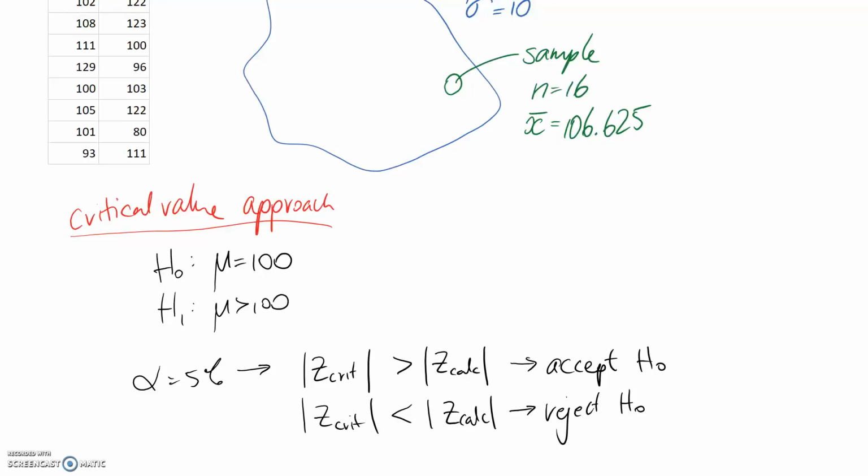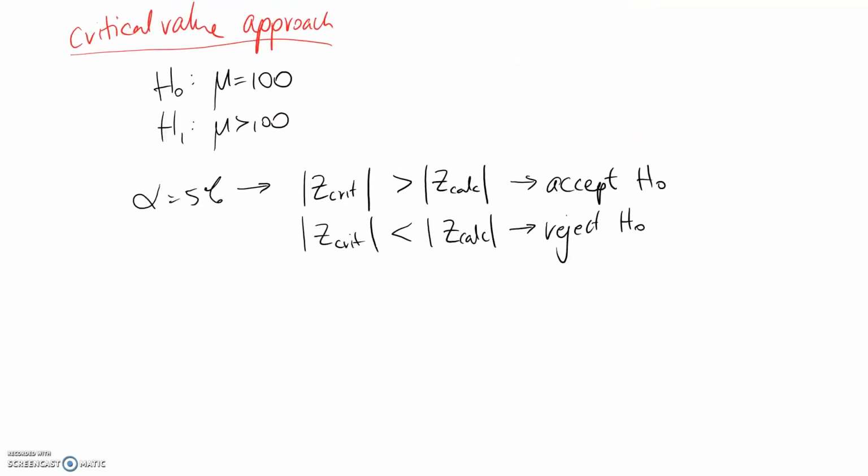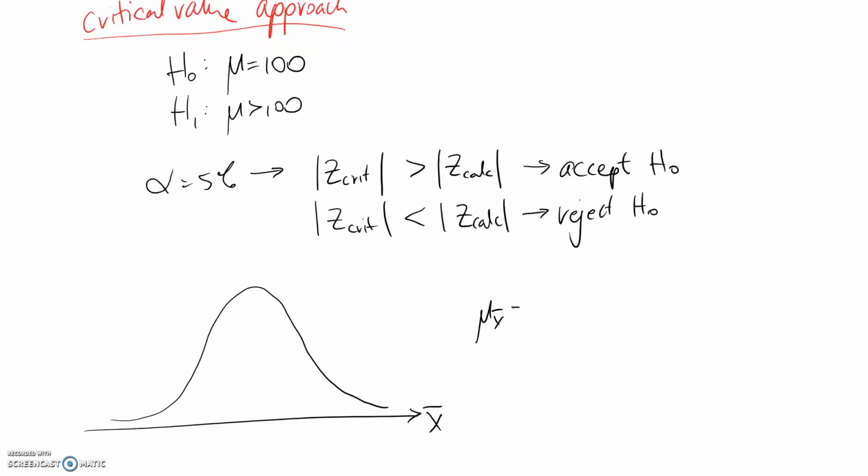Alright, so now we're up to the part where we actually need to do our calculations, and we need to figure out this critical z value and the calculated z value to compare. So let's start by drawing out our distribution of x bar. We know it is normally distributed, and from the previous video we already said that mu x bar was equal to 100 and the standard deviation of x bar was equal to 2.5. So marking that on the diagram, we've got 100 here, and I'll just pop the 2.5 out to the side. Go back and see the previous video if you want to know where they came from.